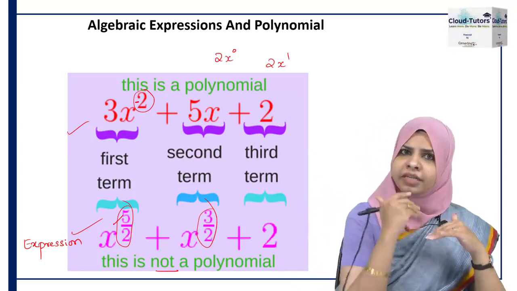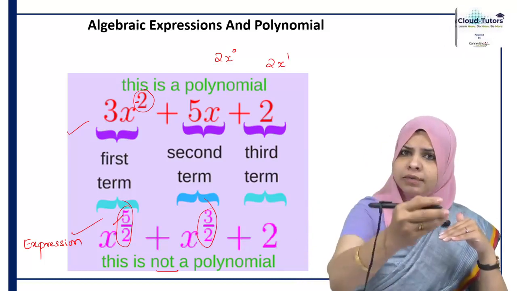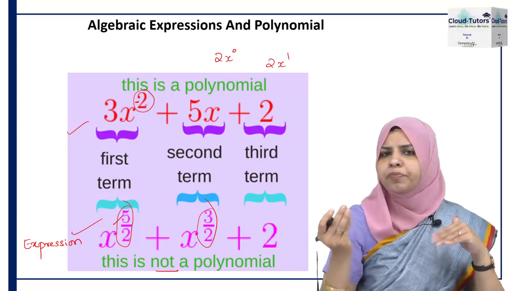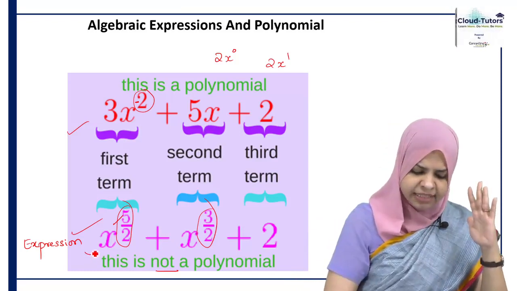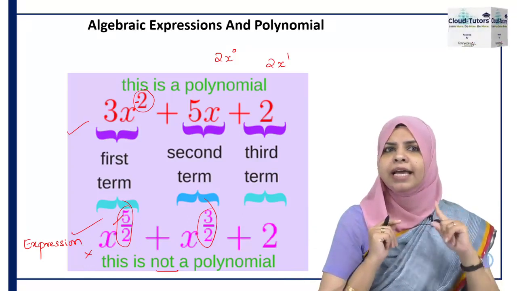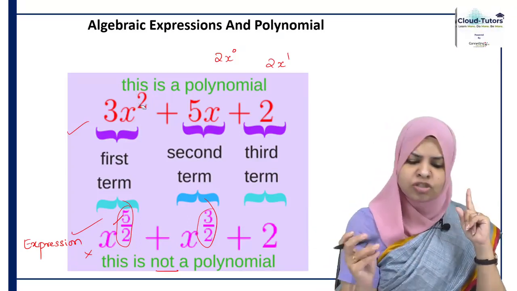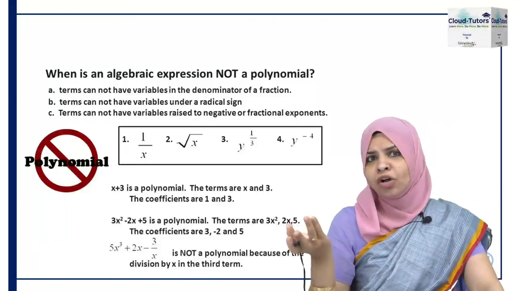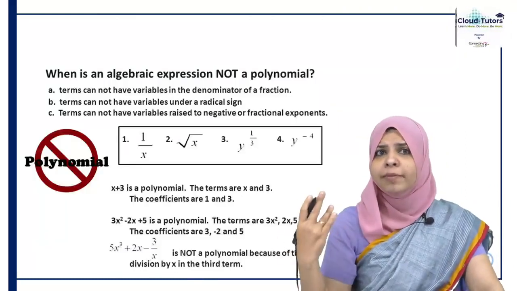Yes, even if it is raised to the power of 0, it is still a polynomial. Clear? And definitely this is not a polynomial, but yes, it is still an algebraic expression. So yes, this is also a polynomial. Now, as I already said, what are not polynomials?